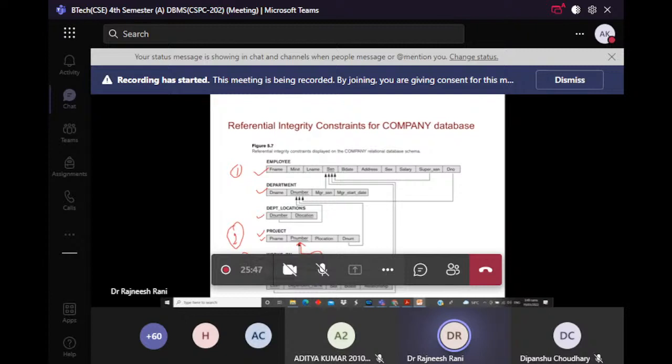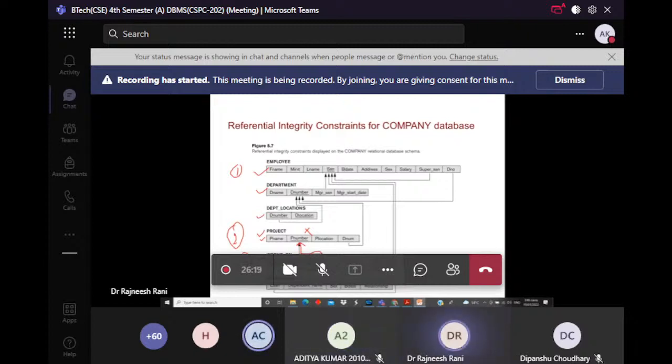Now see, if I say a particular employee having employee number E12 works on project P3 for number of hours 5, but P3 information does not exist in this table, then is this entry correct or not? Not correct.